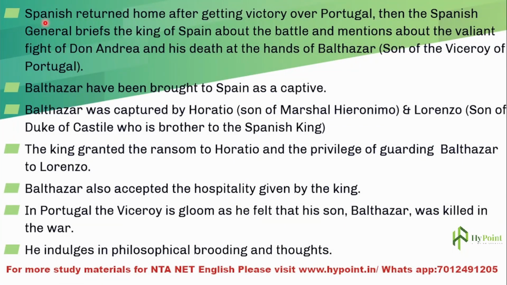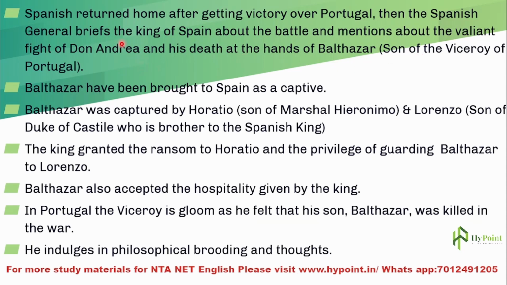So he now sees that the Spanish returned home after getting victory over Portugal. So even though the Spanish army was victorious, what happened? Don Andrea died. He was killed during the battle. But even then, the Spanish returned victorious to their home over Portugal. And then the Spanish general briefs the King of Spain about the battle and mentions the valiant fight of Don Andrea and his death at the hands of Balthazar, son of the Viceroy of Portugal.